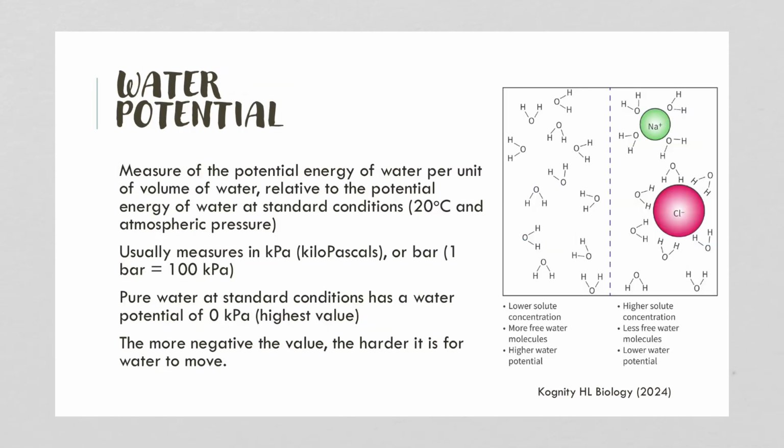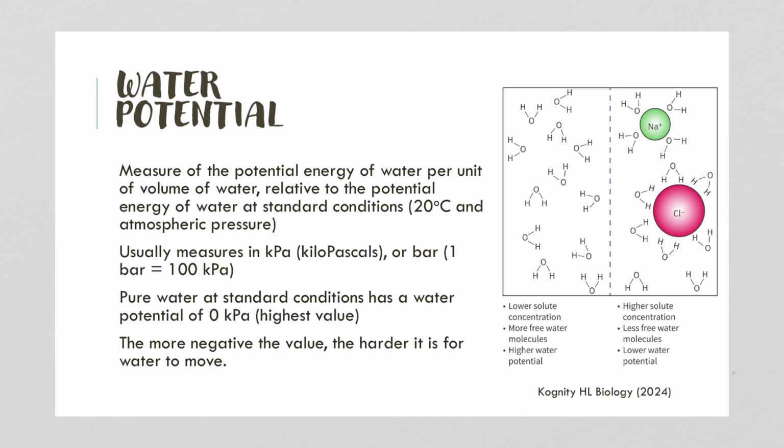So now we'll talk about water potential. That's the measure of the potential energy of water per unit of volume of water relative to the potential energy of water at standard conditions. So if you remember from chemistry, that's 20 degrees Celsius and atmospheric pressure. It's usually measured in kilopascals or bars. 1 bar is equal to 100 kilopascals. Pure water at standard conditions has a water potential of 0 kilopascals. That's the highest value it can have. The more negative the value, the harder it is for water to move.